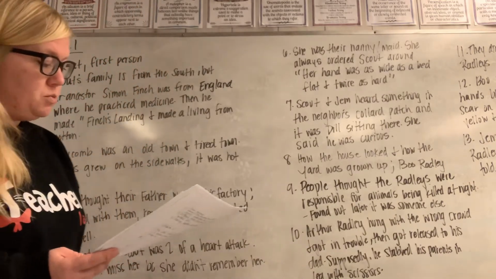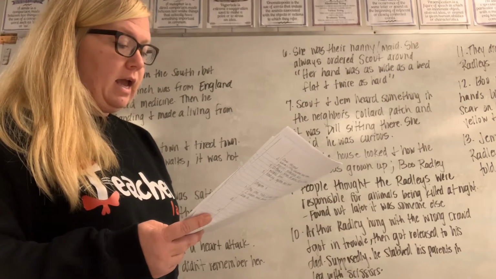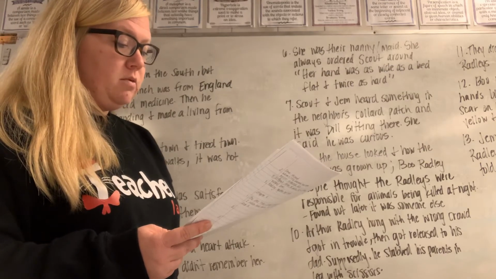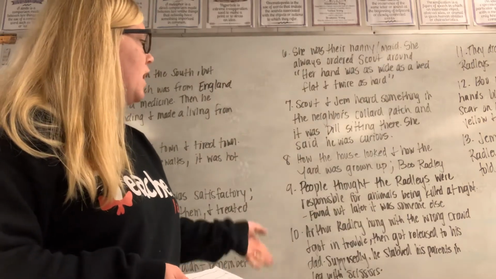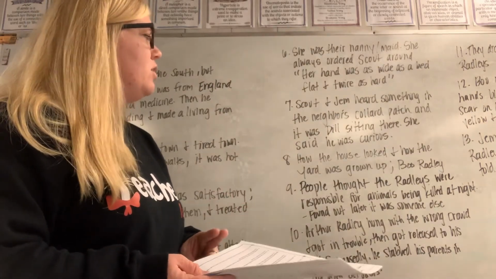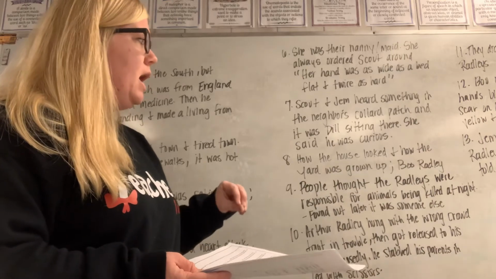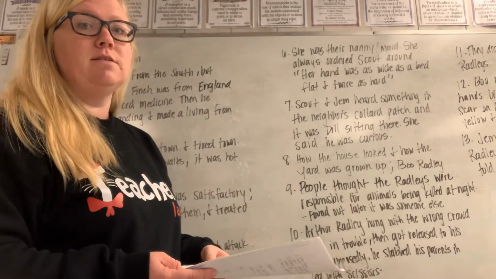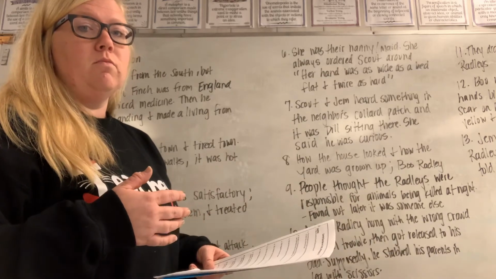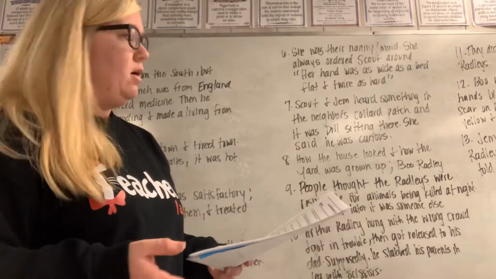Number 8 says, what is frightening to the children about the Radley house, and what lives in the house according to Scout? So what's frightening is how the house looks and how the yard is all grown up, and they think Boo Radley lives inside the house, okay, which is one of the people in the Radley family.